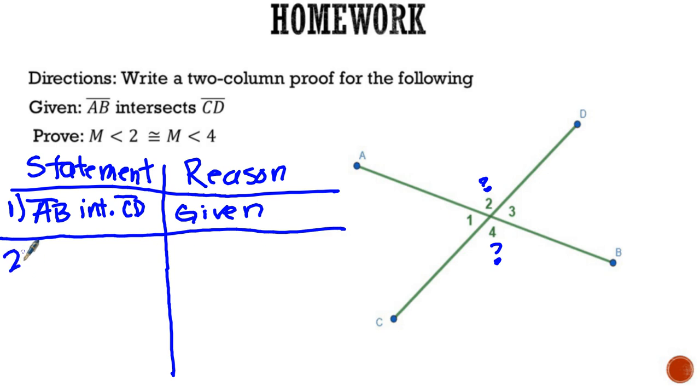My second statement is going to be that I need to involve some kind of angle with 2 and 4. So I'm going to go this way. I want to say the measure of angle 2 plus the measure of angle 3 is going to be equal to 180. And I'm moving my line over just a little bit so I can have some room.